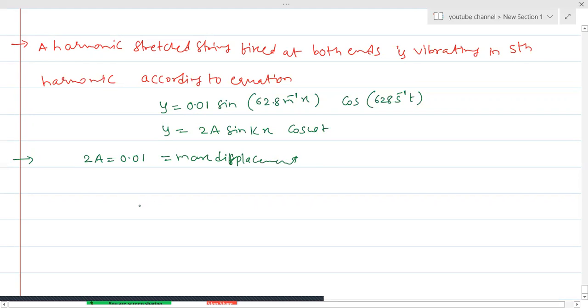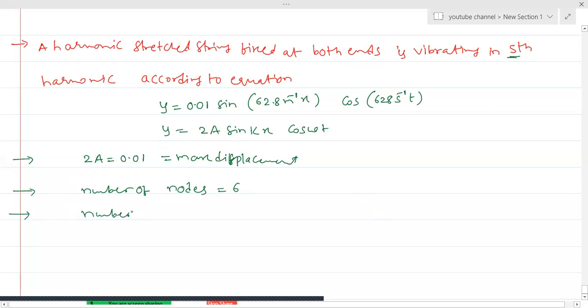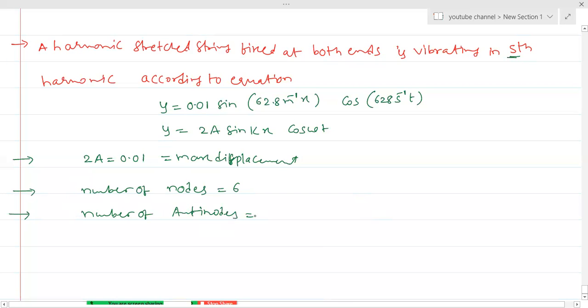And here it is vibrating in the fifth harmonic. Fifth harmonic means the number of nodes is equivalent to 6, because in the fifth harmonic we have 5 loops. When we have 5 loops, the number of antinodes is equivalent to 5. Just now we have said it: number of loops equals number of antinodes, and n plus 1 nodes we are having. That's why you are having 6.